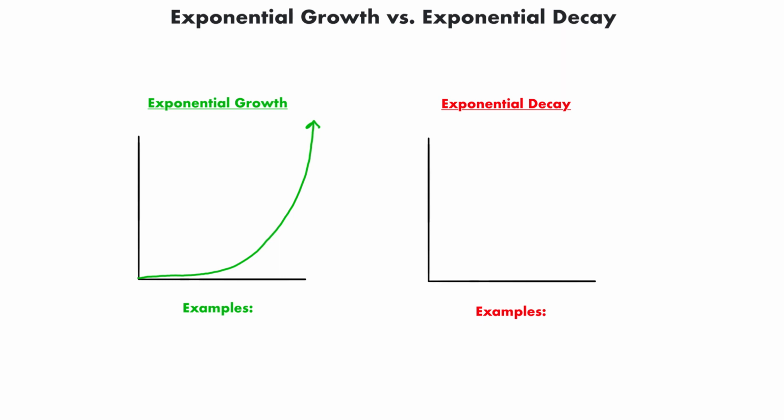Exponential decay functions, on the other hand, start really, really high, and they slow down at a decaying rate. So they slow down slower and slower and slower.